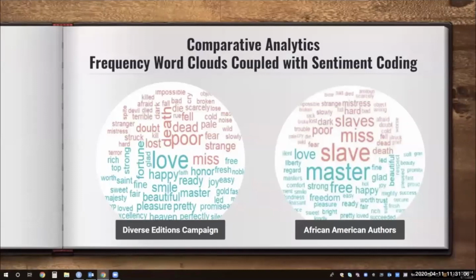When considering the positive sentiments, both text clusters contain the ideas of love and beauty. However, the key differences in word choice and sentiment begin to expose the divergence of perspectives between the two text clusters. The Diverse Editions texts use words like rich, honor, gold, and heaven, indicating a sense of reward for efforts made by characters within the plot lines of the text narratives.